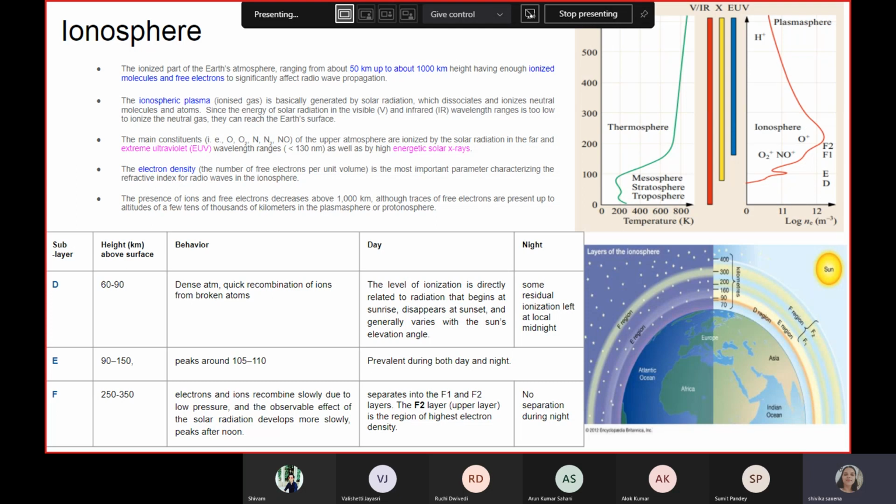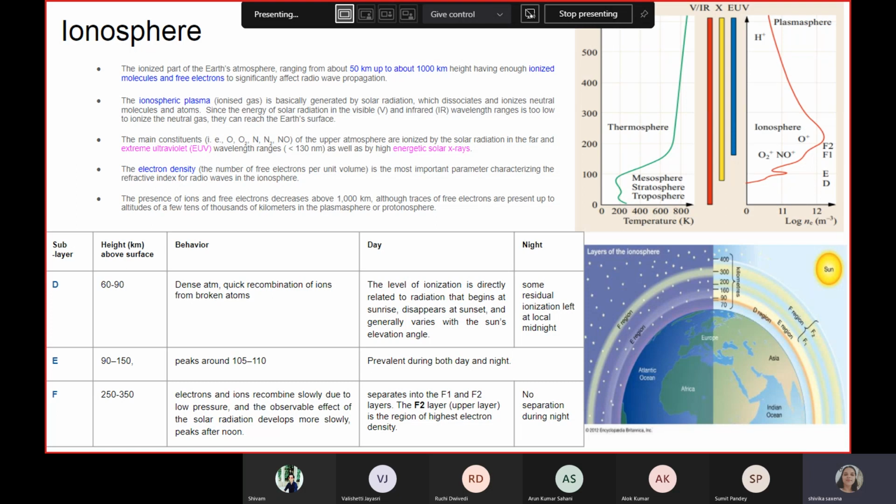According to hydrostatic equilibrium inside the atmosphere, the pressure will decrease as we go to more and more heights. So lower pressure at a larger height and higher pressure at a lower height. Because of the lower pressure of this topmost layer F, ions and electrons recombine very slowly. That is why the observable effect of the solar radiation develops more slowly.